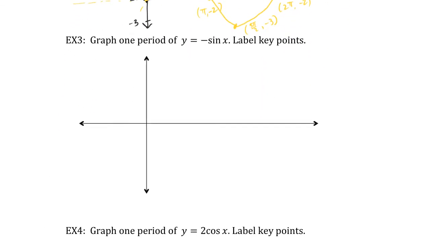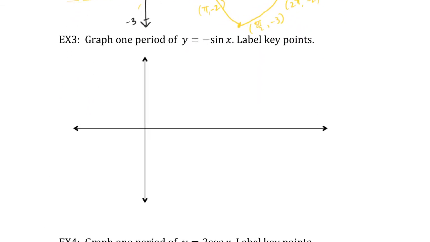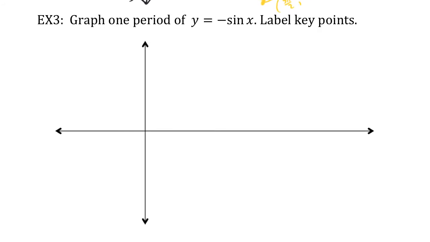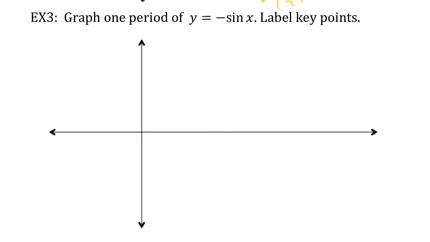Okay, let's try another one. Now we're going to do negative sine x. And what this does is it just reflects the graph of sine across the x-axis. Okay, so our original graph for sine: 2 pi, pi over 2, 3 pi over 2. So it usually goes from 1 to -1. Sine says go up, so up we go.